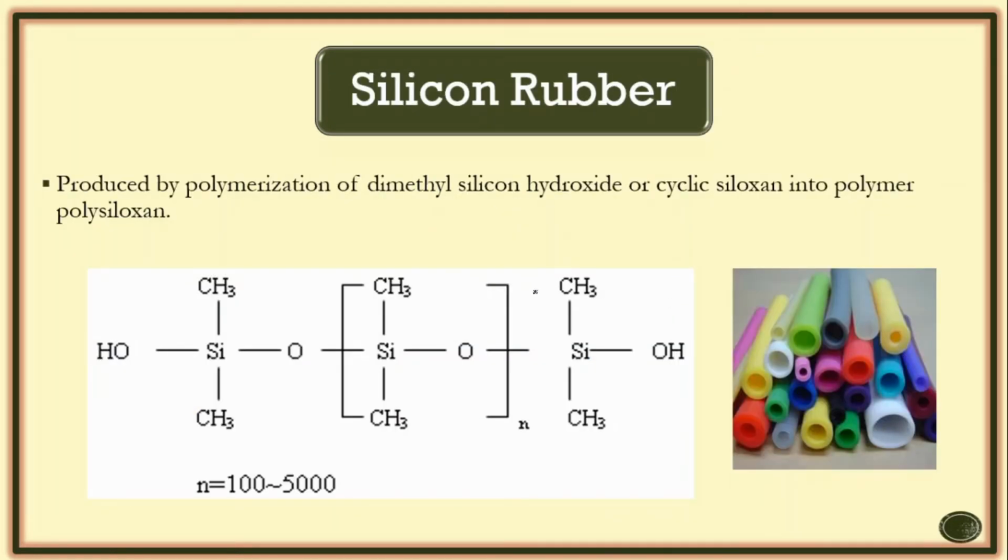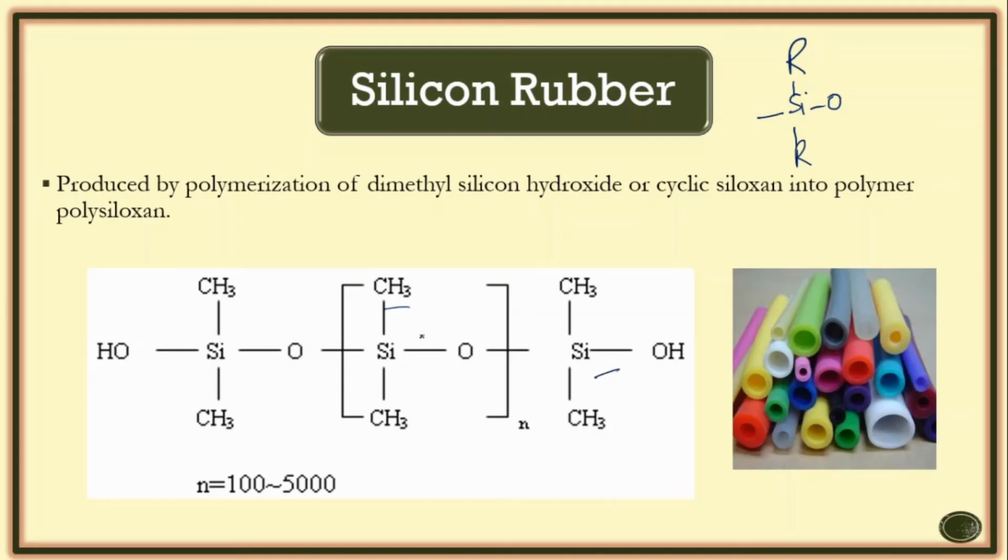Coming to silicone rubber, silicone oil, if you remember, that was like an R-Si-O linkage, and this is nothing but silicon. So silicone rubber is also the same. R here stands for CH3, Si, CH3O. This is the repeating unit, and this is termination by OH.